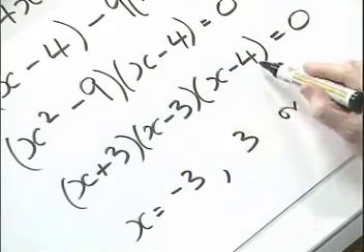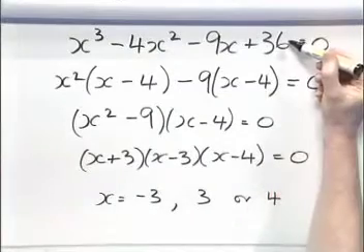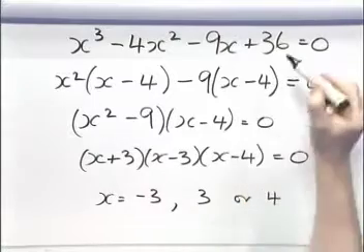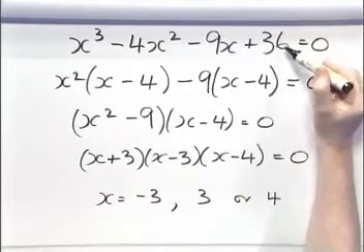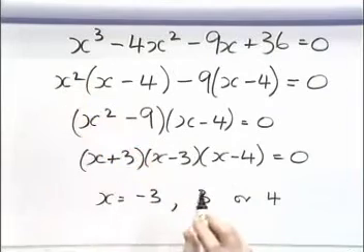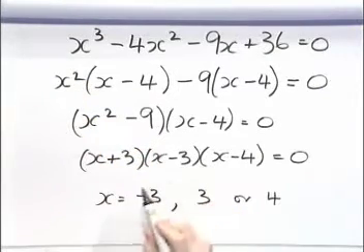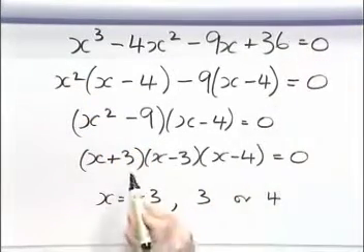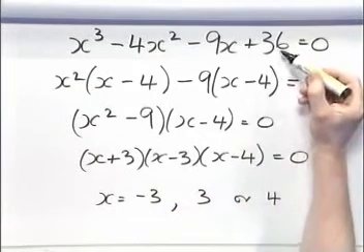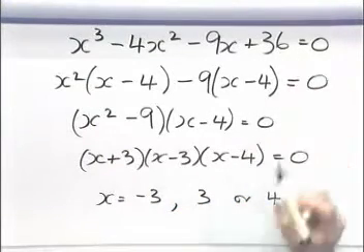You may have noticed that in each example that we've done, every root is a factor of the constant term in the original equation. For instance, 3 and 4 both divide into 36. As long as the coefficient of x cubed is 1, this must be the case, because the constant is simply the product of the roots. 3 times 4 is equal to 36. This gives us another possible approach.